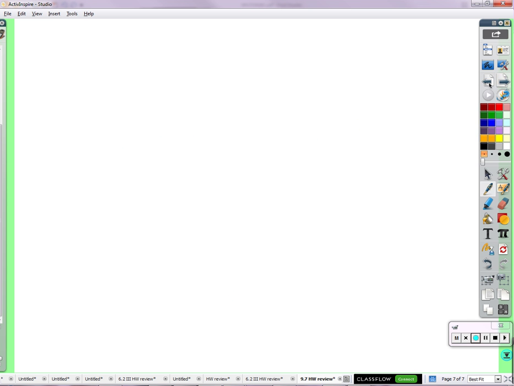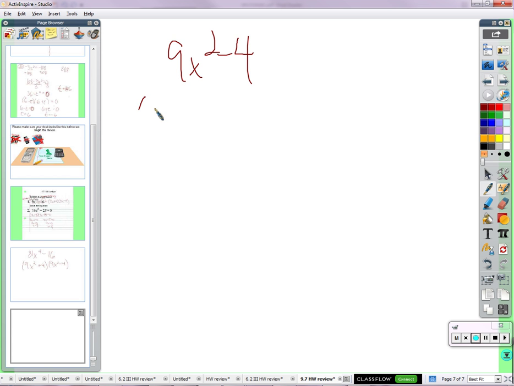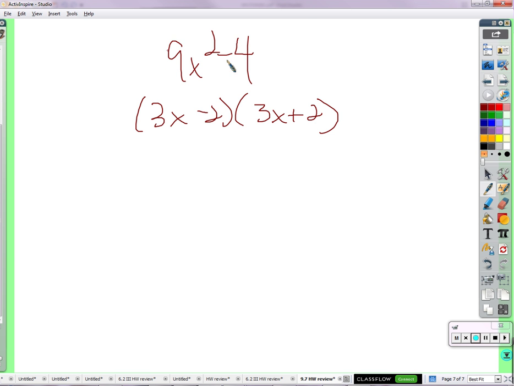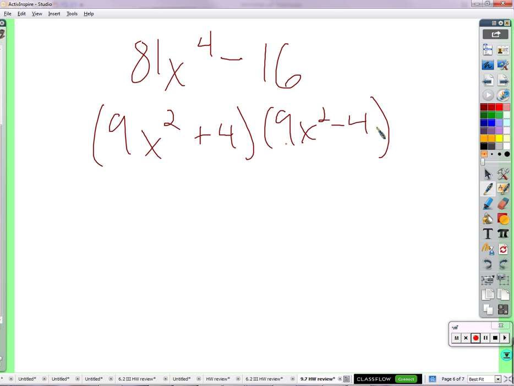What if I said, let's go to another page. What if I said factor this? Could you factor that? How does this factor? 3x minus 2, 3x plus 2. Okay. Well, remember this with your photographic, mythical photographic memories. 9x squared minus 4 factors as 3x minus 2 times 3x plus 2. What's this? It is 9x squared minus 4.